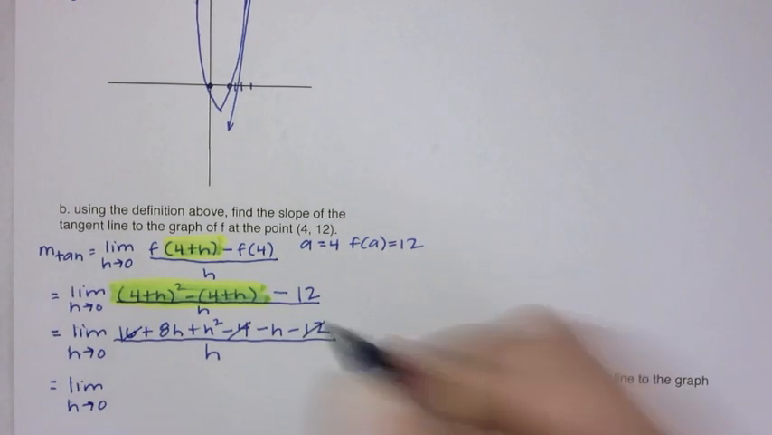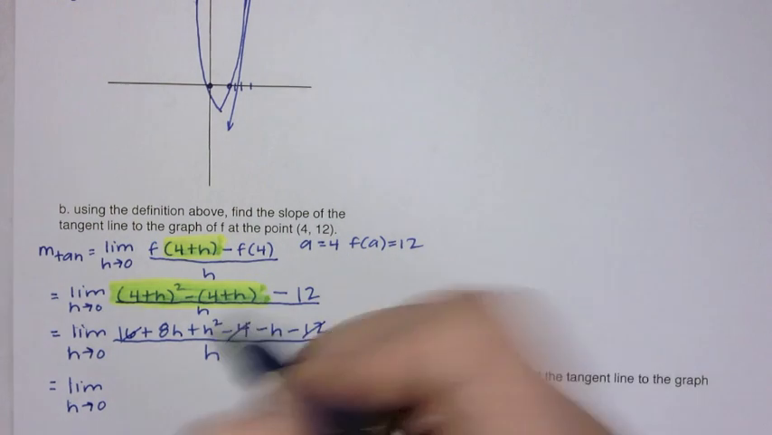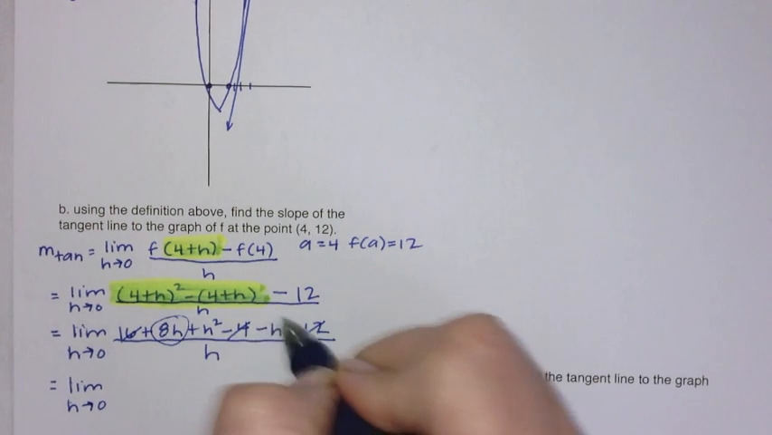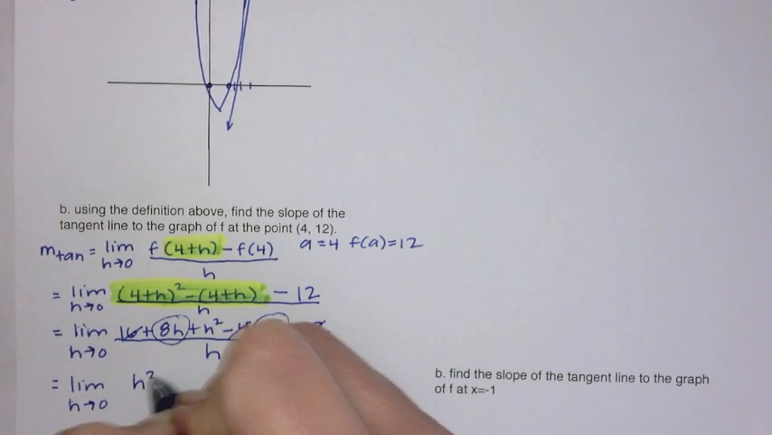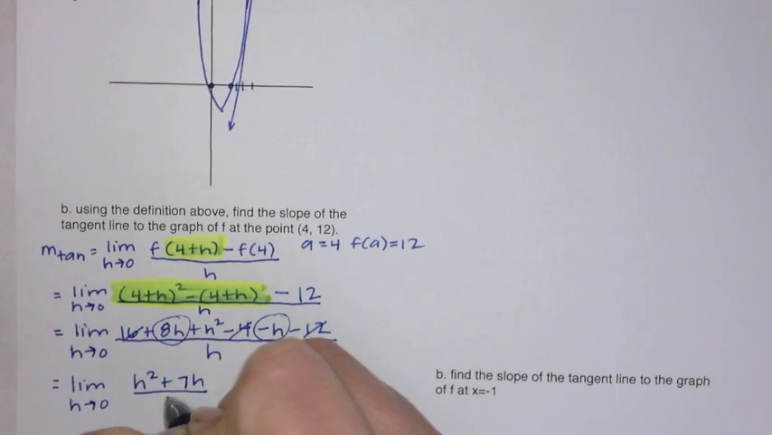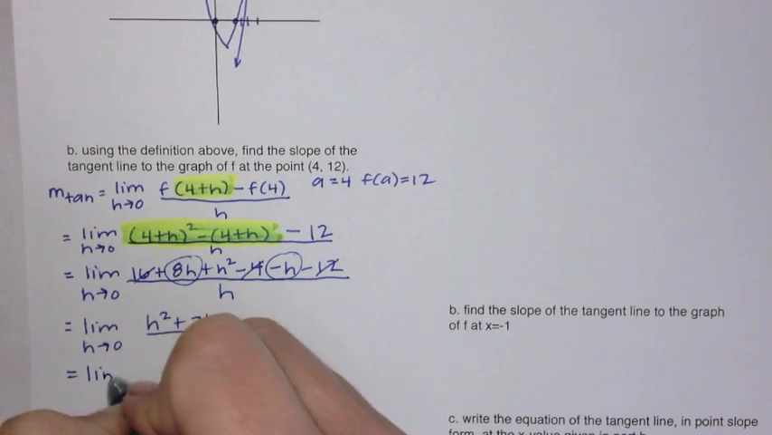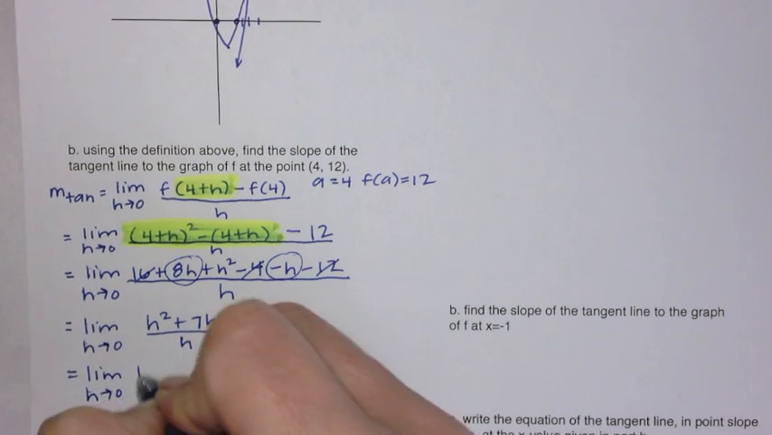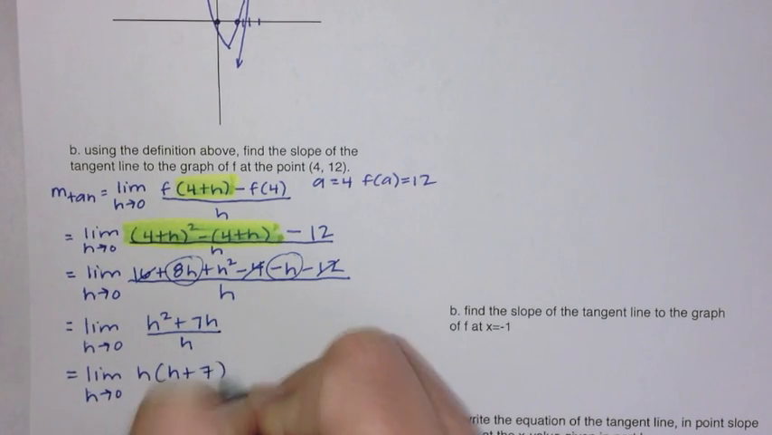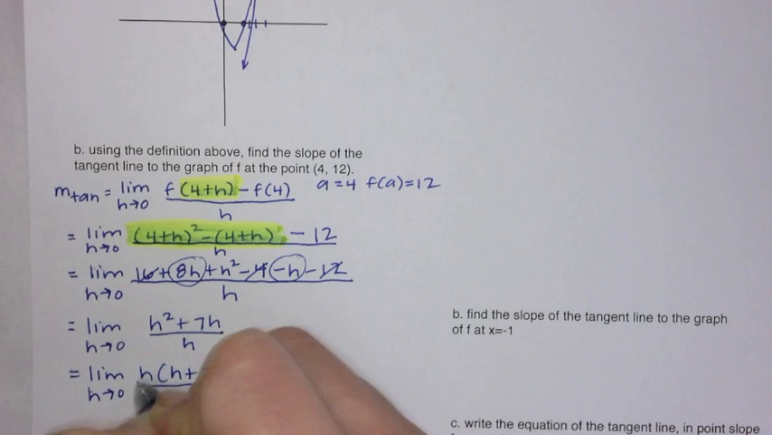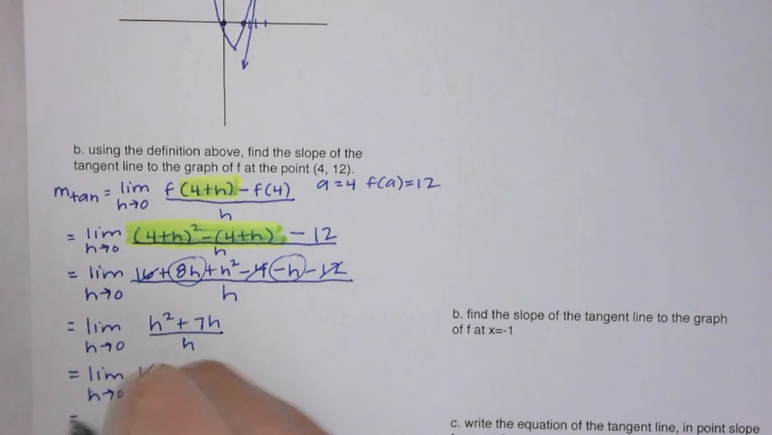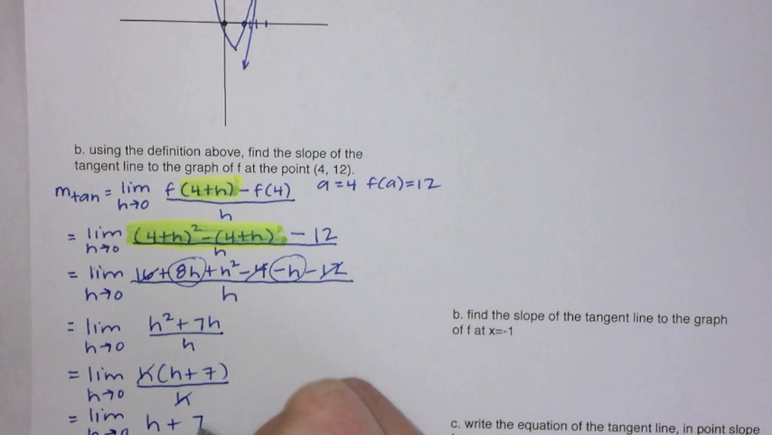16, -4, and -12 make 0. 8h and -h, so I get h squared plus 7h divided by h. And then I am going to factor out the h from the numerator. And then what's going to happen is that's going to cancel. So then I get the limit as h approaches 0 of h plus 7.